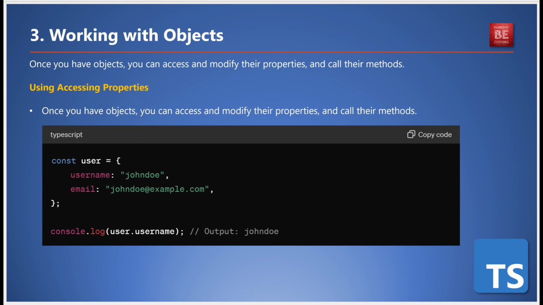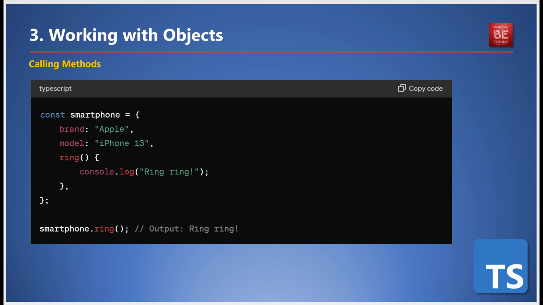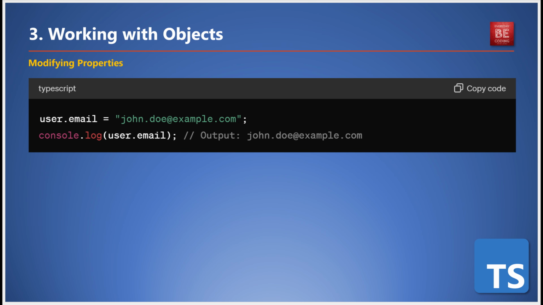Working with these objects is intuitive. Accessing and modifying properties or calling methods is done with simple dot notation. Whether updating an email address or making a smartphone ring, TypeScript structure keeps your interactions straightforward and type-safe.